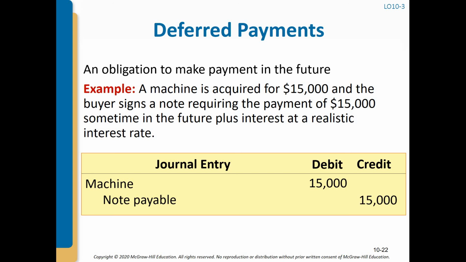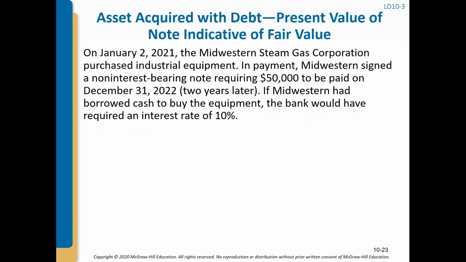See that a machine is acquired for 15,000 and they have signed a note requiring the payment of 15,000 sometime in the future plus interest at a realistic rate. So in that case, machine debit and note payable credit for the same amount. And the present value of the note is indicative of fair value. So this is a very good example.